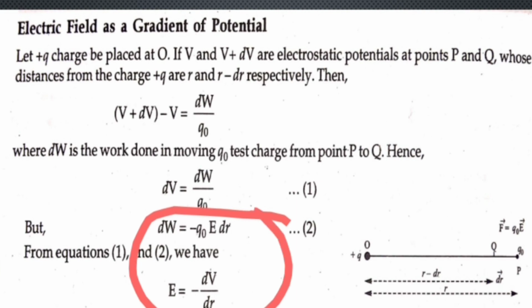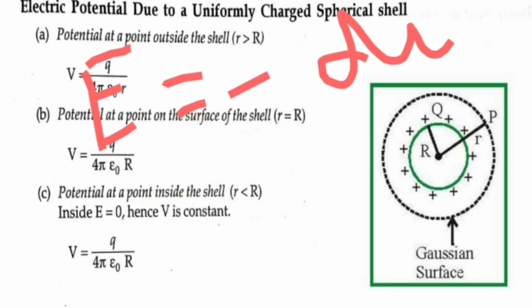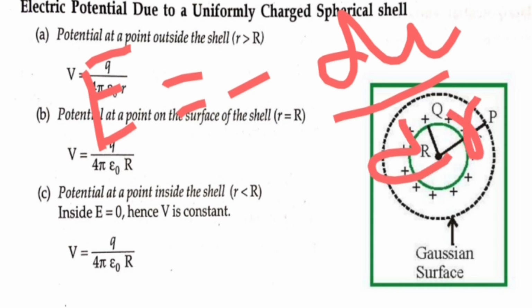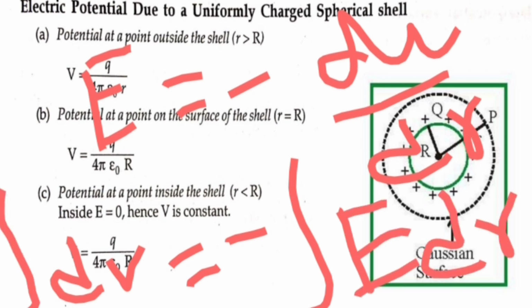We can do it very easily. How? We know now that E equals minus dV by dr. So what is the value of dV? dV equals minus integration E dr. Here also integration, and here what will be the limiting value? Infinity to that point. Here that point means R.